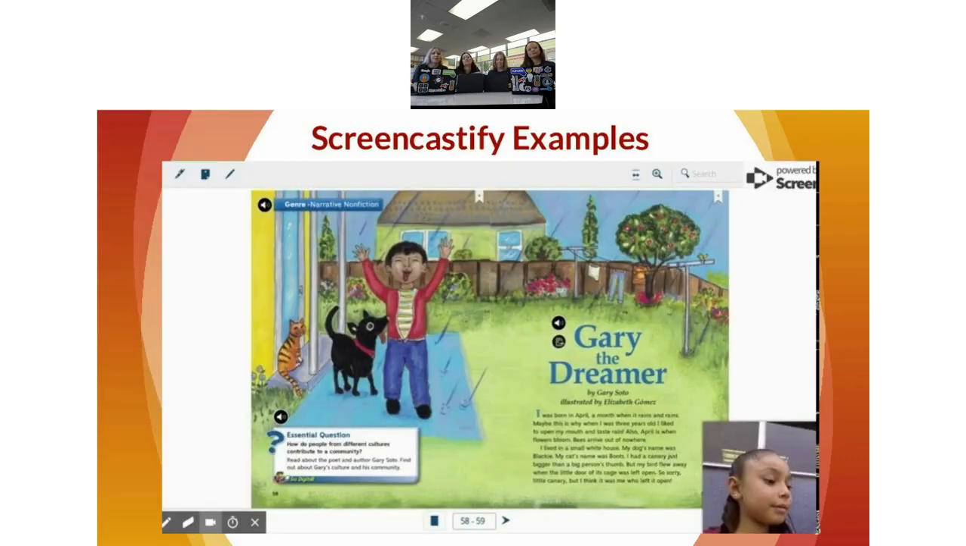Here we have a video where we've showcased some of our examples of how we use Screencastify in our elementary classrooms. So enjoy the video.